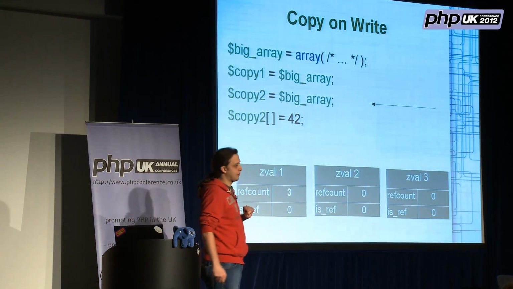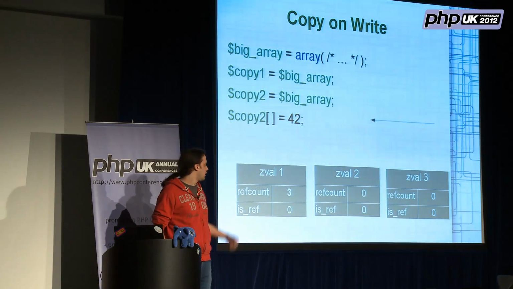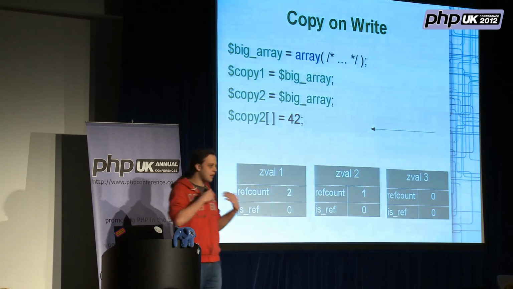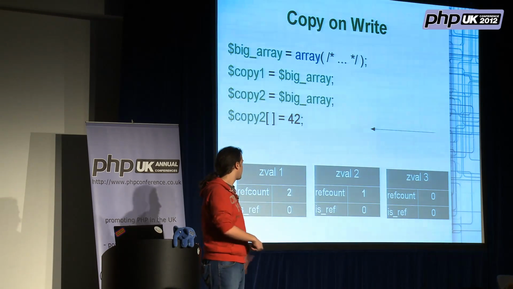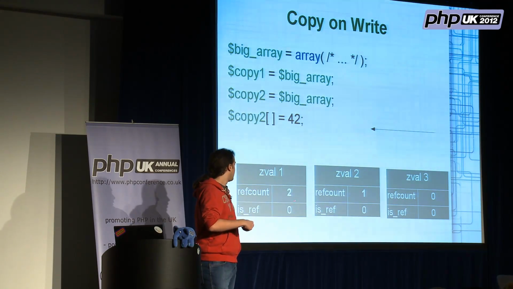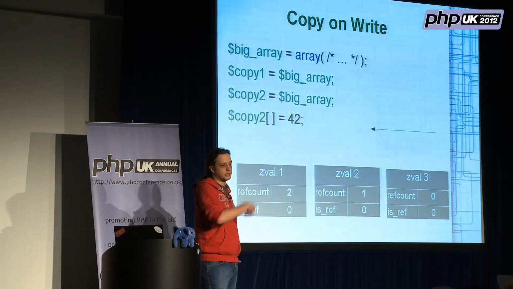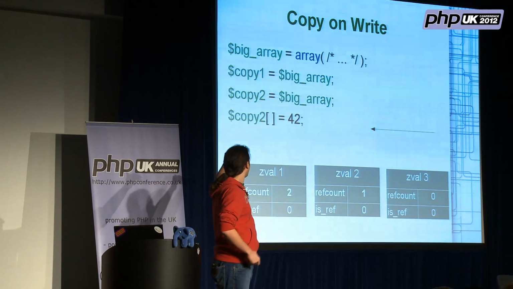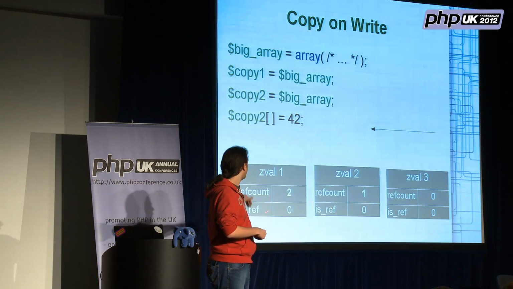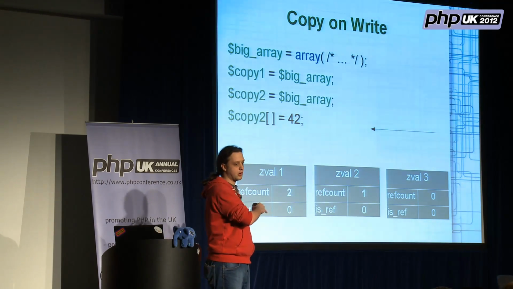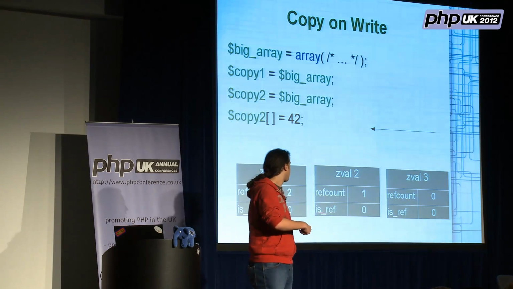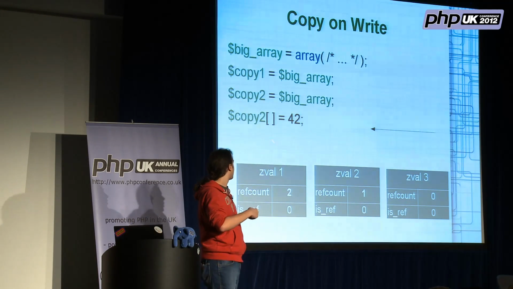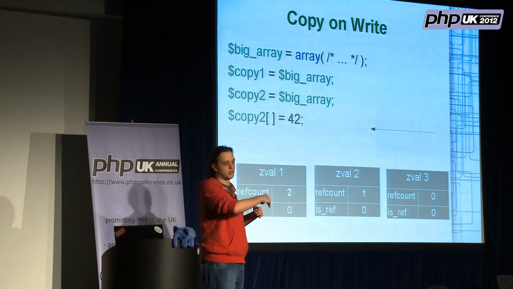Now, if we change one of the copies, then we detect, oh, there's a change, and then we create a copy of the data of this array in this case, and create a new zval, lowering the reference count of the others. So $copy1 and $big_array are still stored here, now having a ref count of 2, and a copy exists with a ref count of 1, since $copy2 is the only one pointing to this memory area.